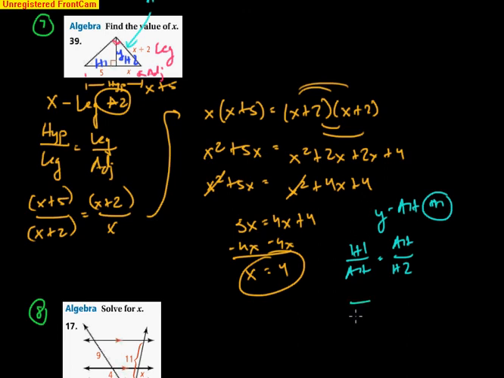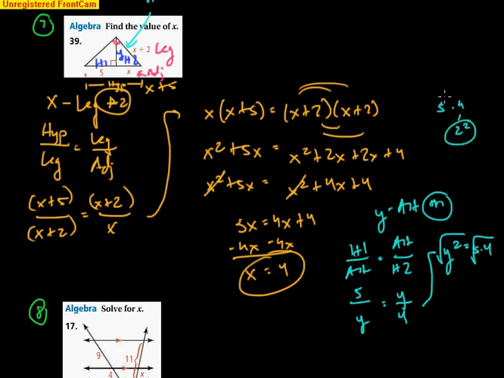So we're going to use that here. My altitude is y, my hypotenuse part 1 is 5, and my hypotenuse part 2 is x, which we found is 4. So this is going to be y squared equals 5 times 4, square root up here, 5 times 4, 4 is 2 squared, 5 does not break down. Y equals the square root of 5 times 2 squared, the 2 comes out because it is squared, and the 5 is left inside, and there is y.